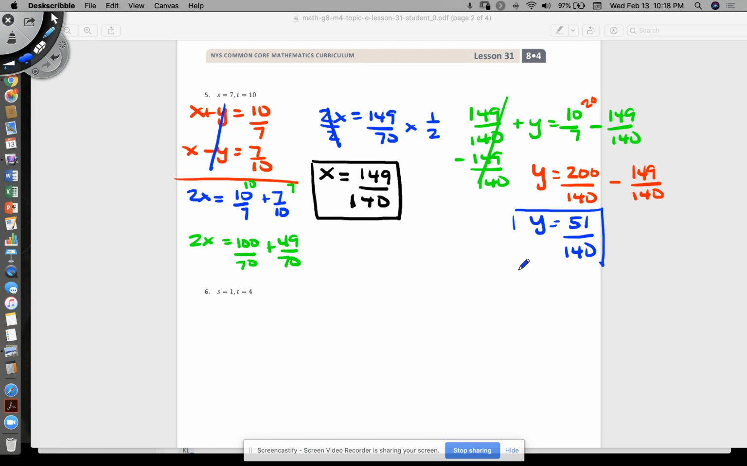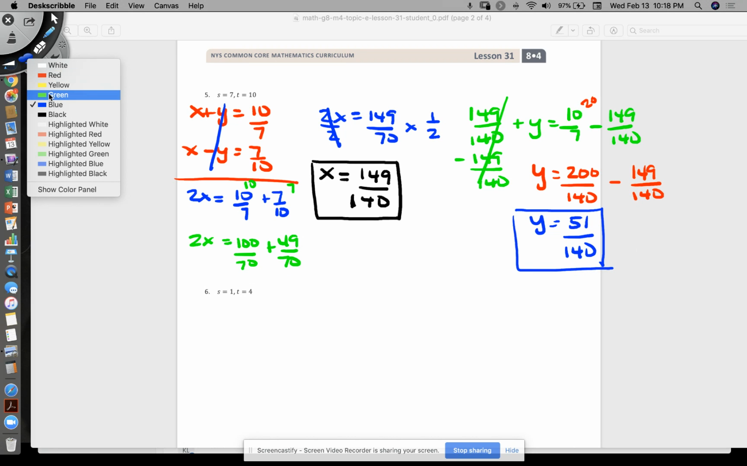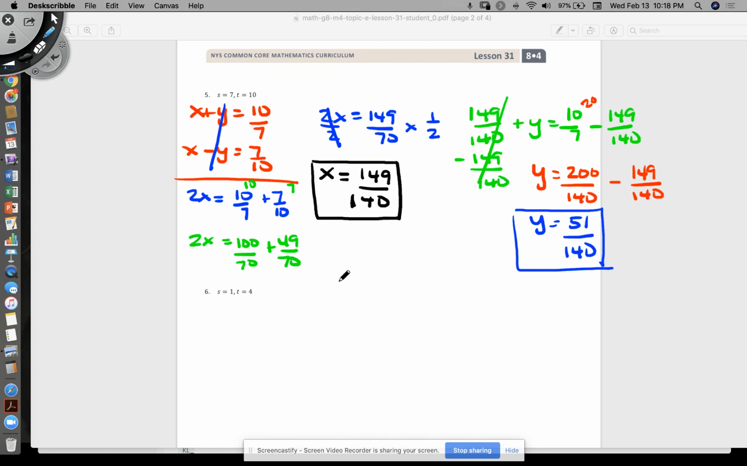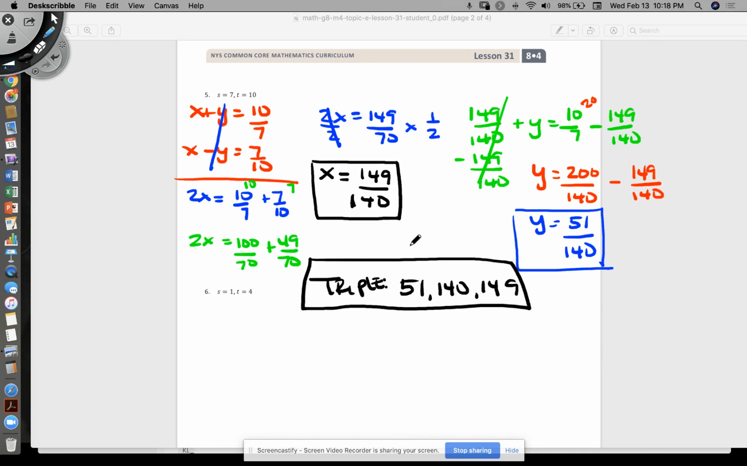All right, so you have one number in common, that's the 140. So when I go to write my final answer here, my triple, and that's how you're going to label it, is triple. You're going to write, and I typically write in number order. So you're going to say 51, 140, 149. And there's your final.